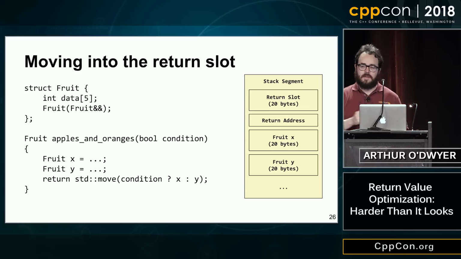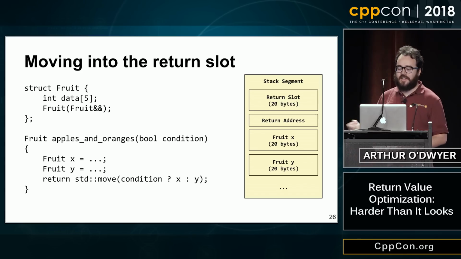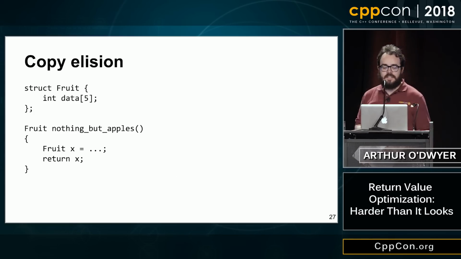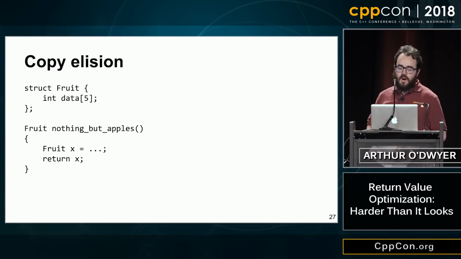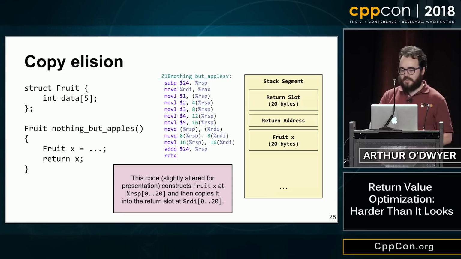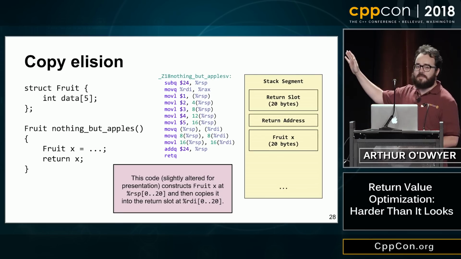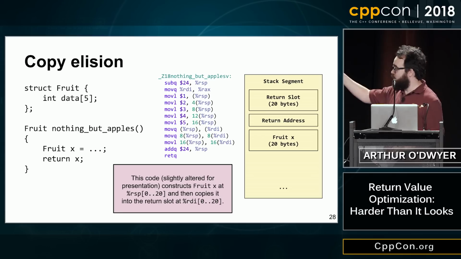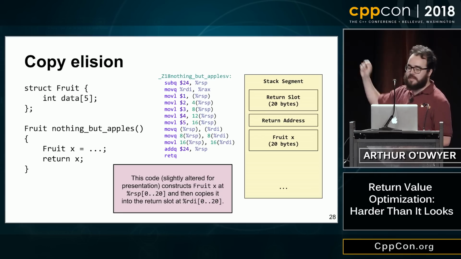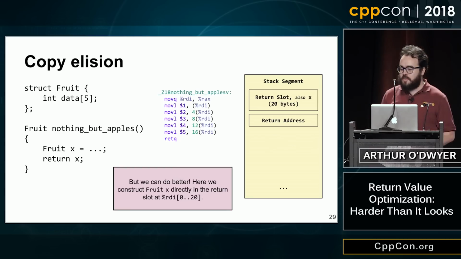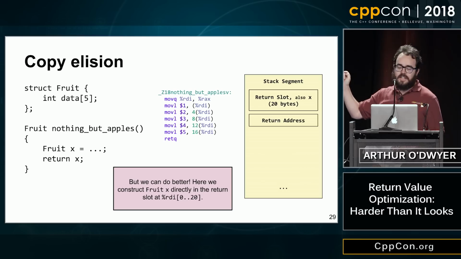I don't know which one I'm going to return until I get there. And so therefore, I can't combine either of them into the return slot. But if it's nothing but apples and I always return x, then I can do something clever, right? I could just do this, where again, it's exactly the same as the last slide, except I got rid of y, and now I always return x, and at the end of the function, I copy x up into the return slot. But the standard actually allows us to combine x into the return slot.